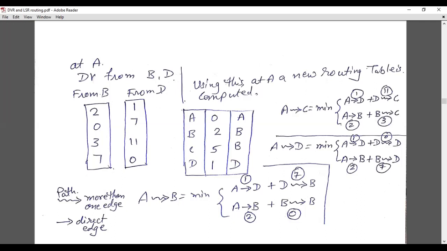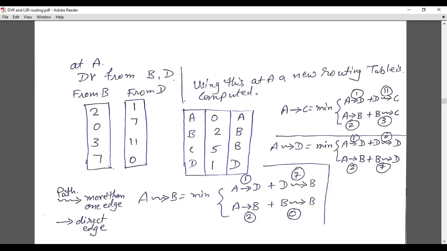So A to B and then B to B, right? So what is that? It is 2 plus 0, that is 2, and 1 plus 7 is 8. So the minimum of this is 2, right? So the path from A to B would be what? 2. Distance is 2, and through which hop? B, right? A to A is always 0, so that is already kept in the first row. B is 2, B. Then similarly we calculate it for C.